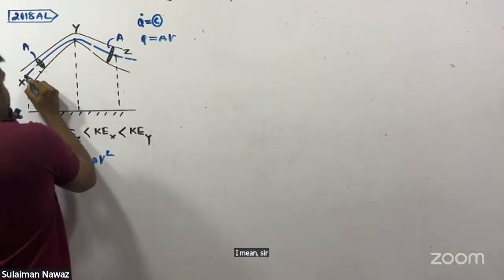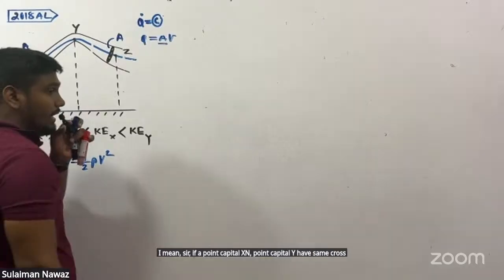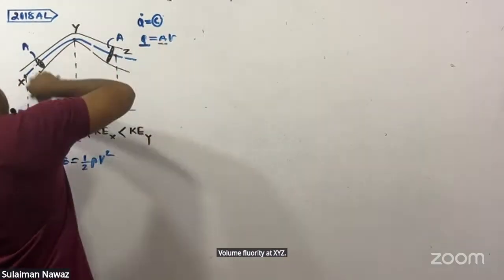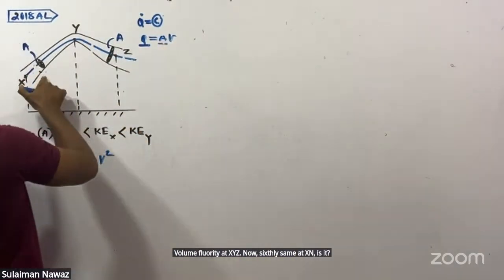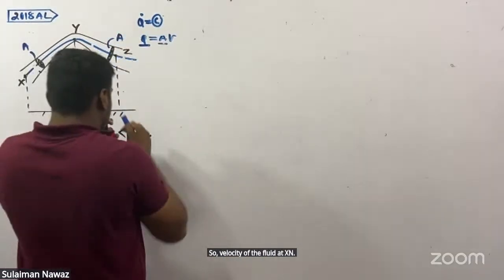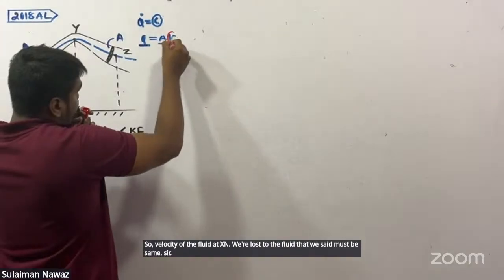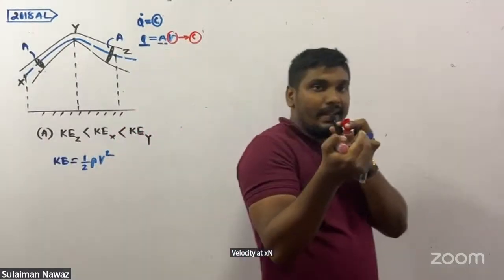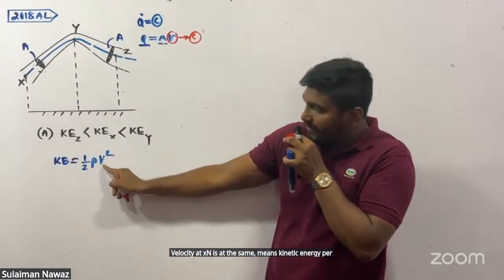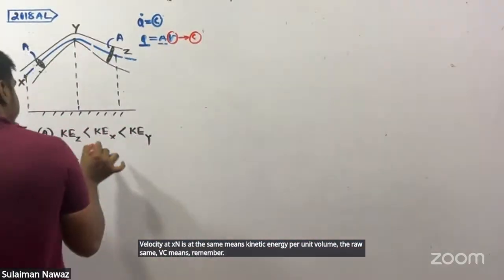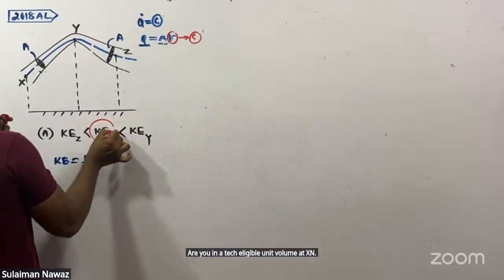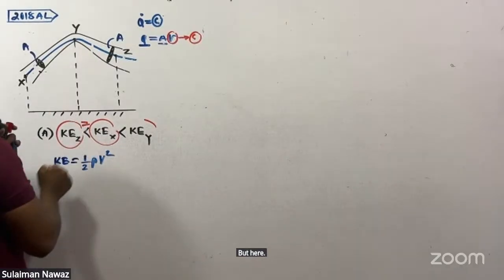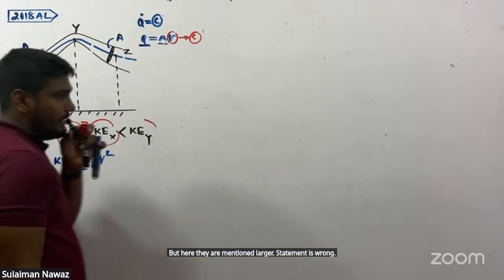The volume flow rate is the same at X, Y, Z. The cross-section is the same at X and Z, so the velocity of the fluid at X and at Z must be the same. Velocity the same means kinetic energy per unit volume, with rho the same and V the same, must be equal at X and Z. But here they have mentioned larger. Statement A is wrong.